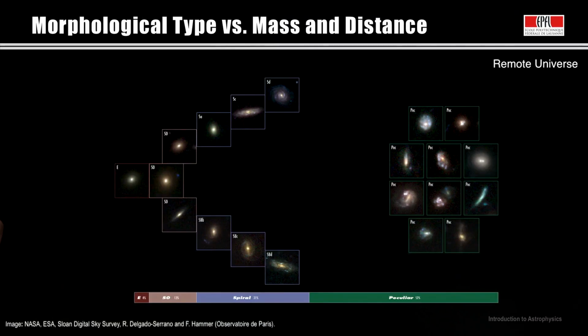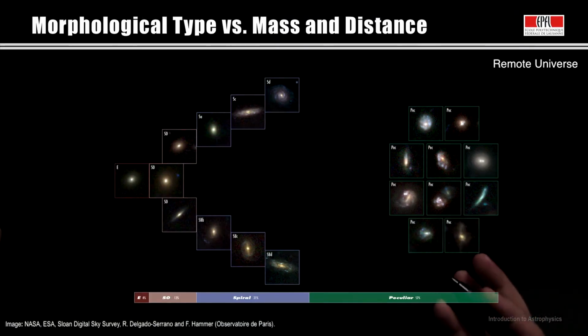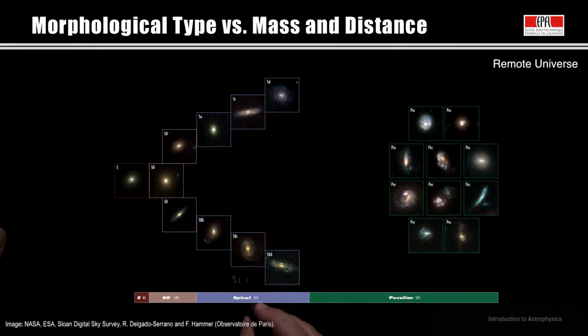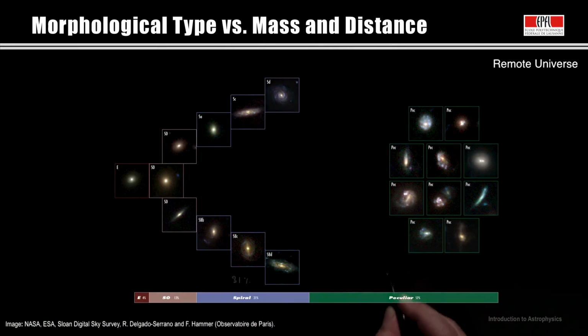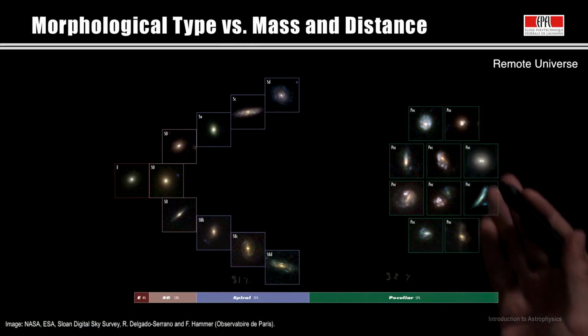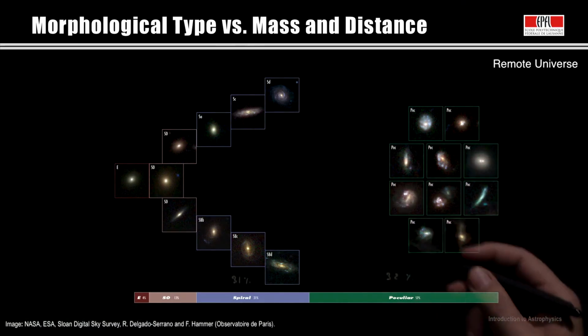Another one tells us that if the same observations are obtained for galaxies further away, the results are not the same. Previously, there were 72% spiral galaxies. Now the spiral galaxies represent only 31%. The galaxies that are not classified represent 32% of the observed galaxies. These are the galaxies that are at a different evolutionary stage than the ones here.